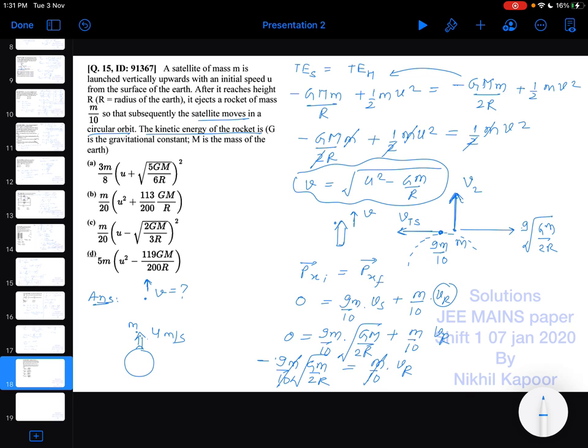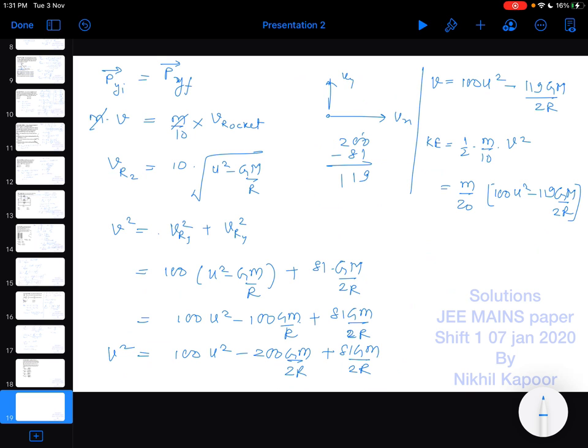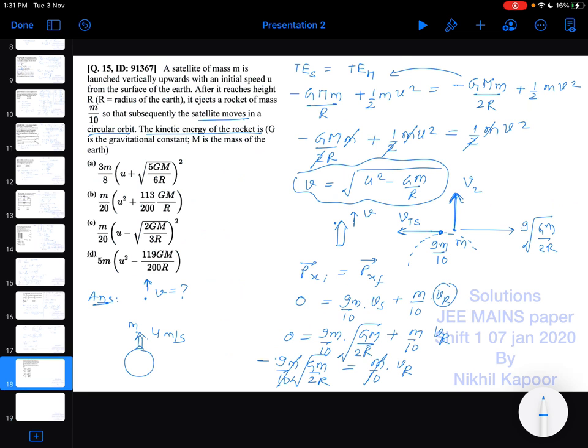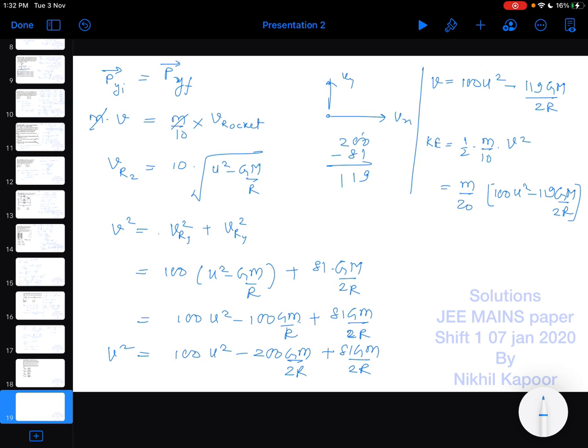So let's see which is the correct answer here. Okay, so kinetic energy of the rocket is what we need to find, and here as 119 is present in option D, hopefully that would be the correct answer. We need a little adjustment here to do this. So this 20 will go inside, so it will be 100 by 20 u square minus 119 GM upon 40. So 5 twenties are 100, so it will be m in bracket 5 u square minus 119 GM by 40. Thank you.